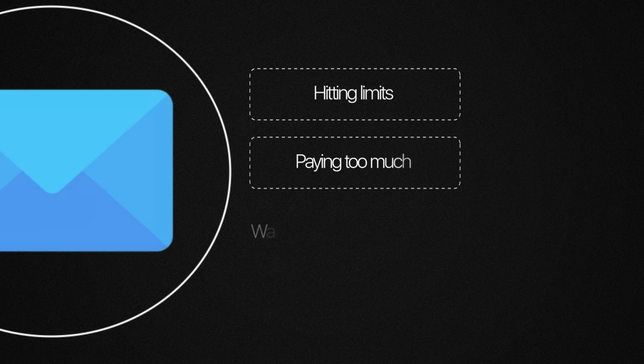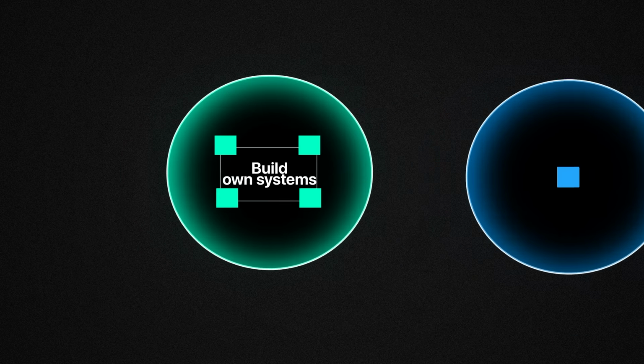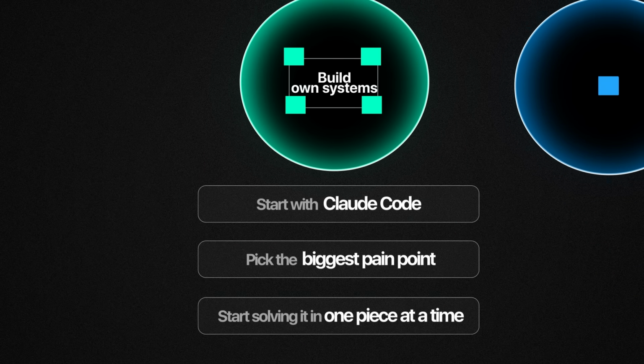And so if you're running or want to run cold email at scale without hitting limits, paying too much, or waiting hours to process leads, there are really two paths forward, right? You can build your own systems just like we did. Start with Claude Code, pick your biggest pain point and start solving it one piece at a time.